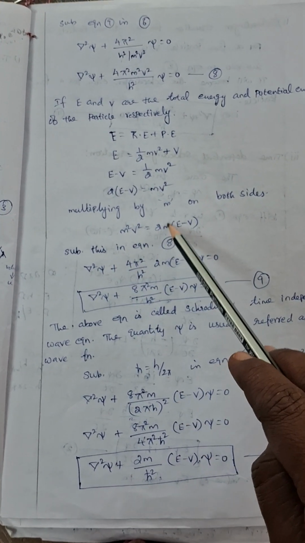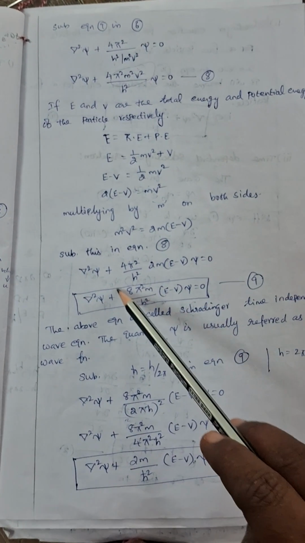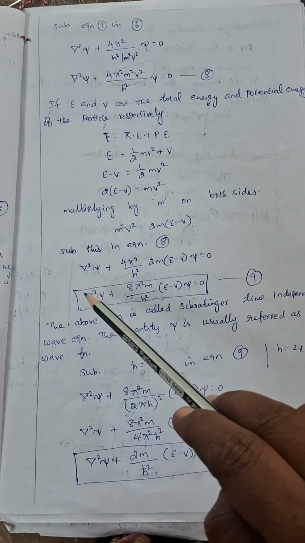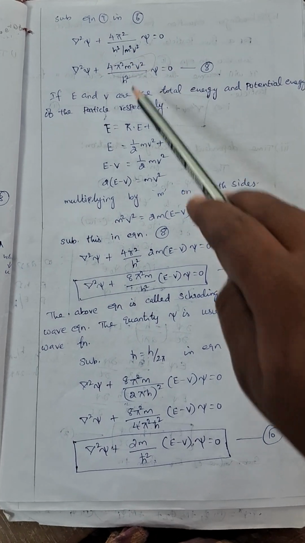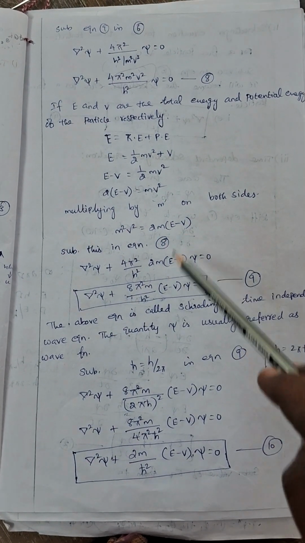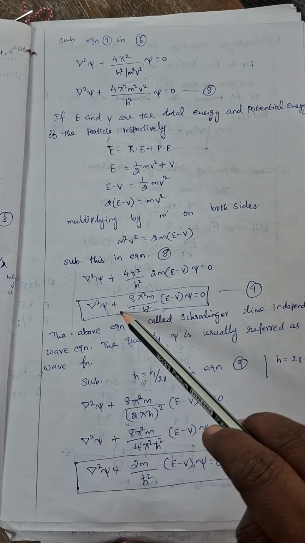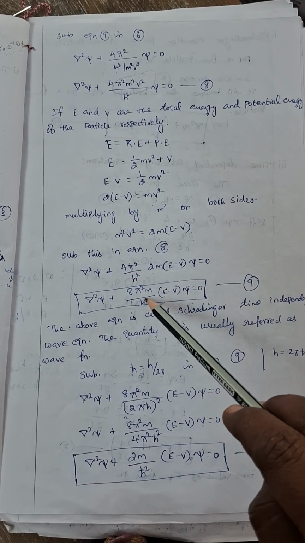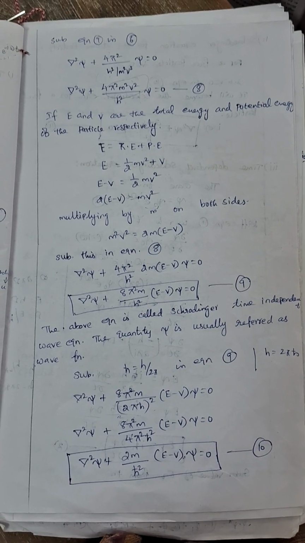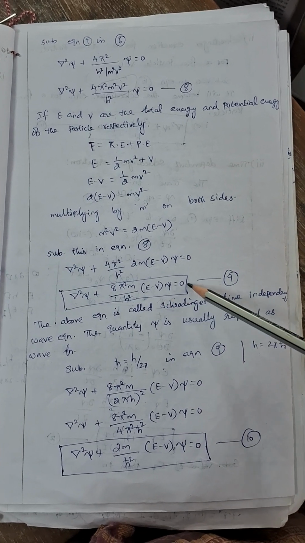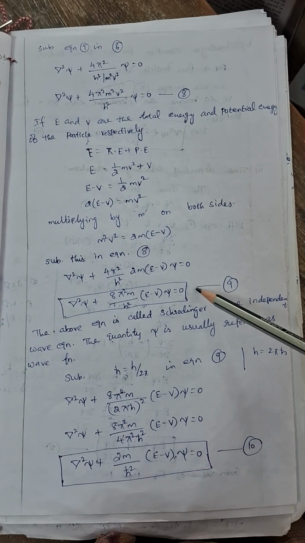So substitute this equation in 8. Instead of the term m²v², ∇²ψ + 4π²/h² times m²v², instead of m²v², 2m(E - V), times ψ equals 0. So ∇²ψ + 8π²m/h² (E - V) ψ = 0. This is equation number 9. In the above equation there is no time term, so it is called the time independent Schrodinger equation.